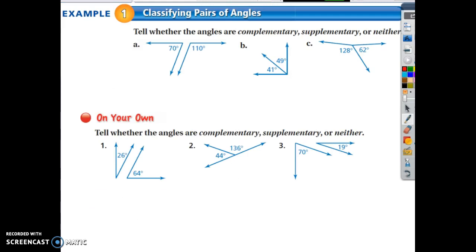In example 1, we're going to tell whether the angles are complementary, supplementary, or neither. So we're interested to see if they add up to either 90, 180, or maybe neither of those two. In example A, when I add 70 and 110, I find that these two angles have a sum of 180 degrees, making them supplementary angles.